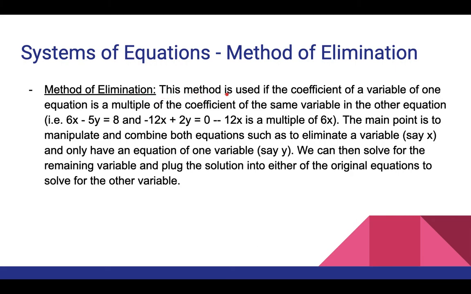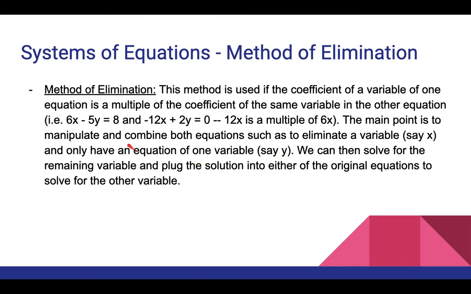So, method of elimination. This method is used if the coefficient of a variable of one equation is a multiple of the coefficient of the same variable in the other equation. So put into more concrete terms, if we have 6x minus 5y equals 8 and negative 12x plus 2y equals 0, we can notice that negative 12x is a multiple of 6x. We multiply this equation by negative 2, and 6x becomes negative 12x.